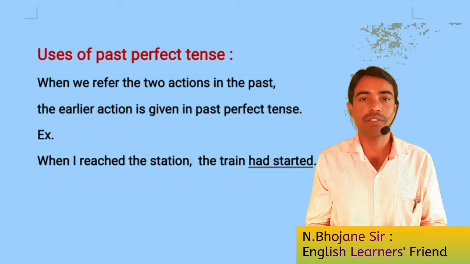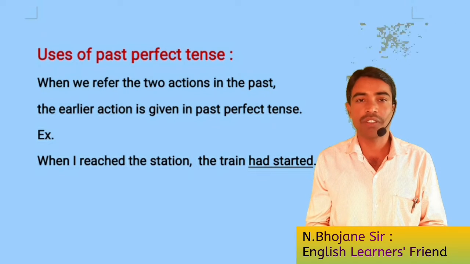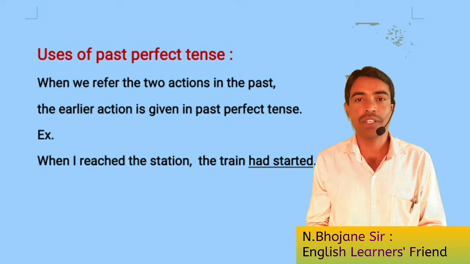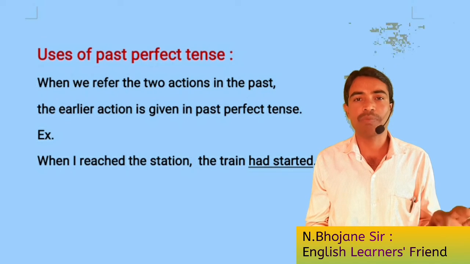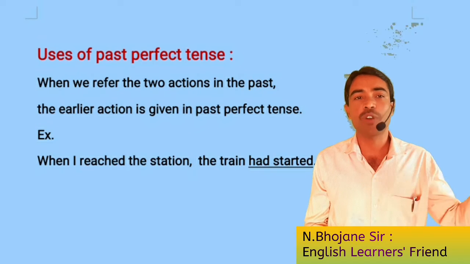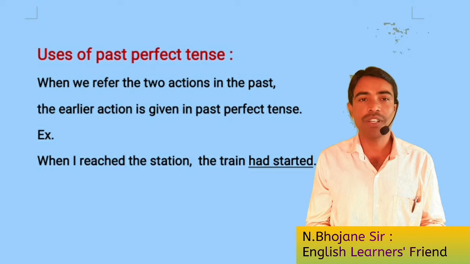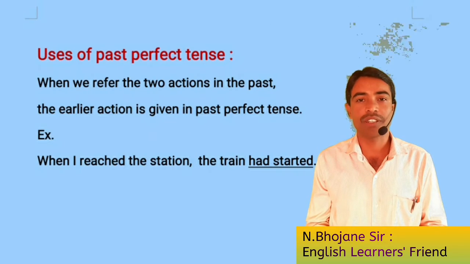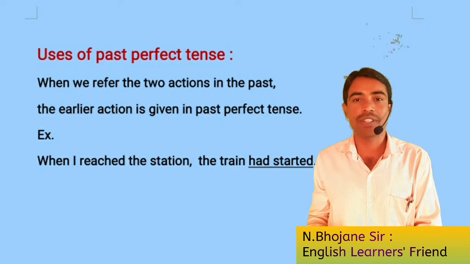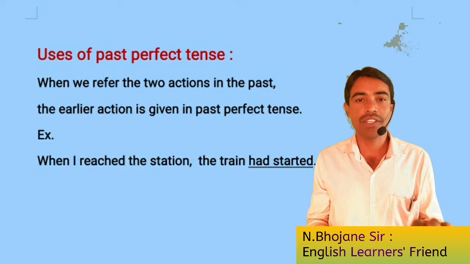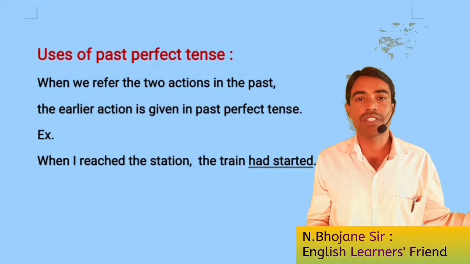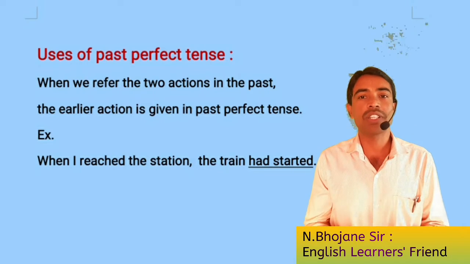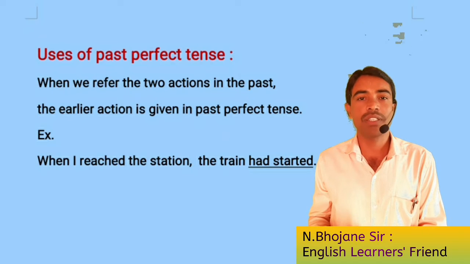When we refer to two actions in the past, the earlier action is given in past perfect tense, or we may say past perfect is the past of past. For example, when I reached the station, the train had already left. Here, in the clause "when I reached the station", we see simple past tense. "The train had already left": here we see past perfect tense.